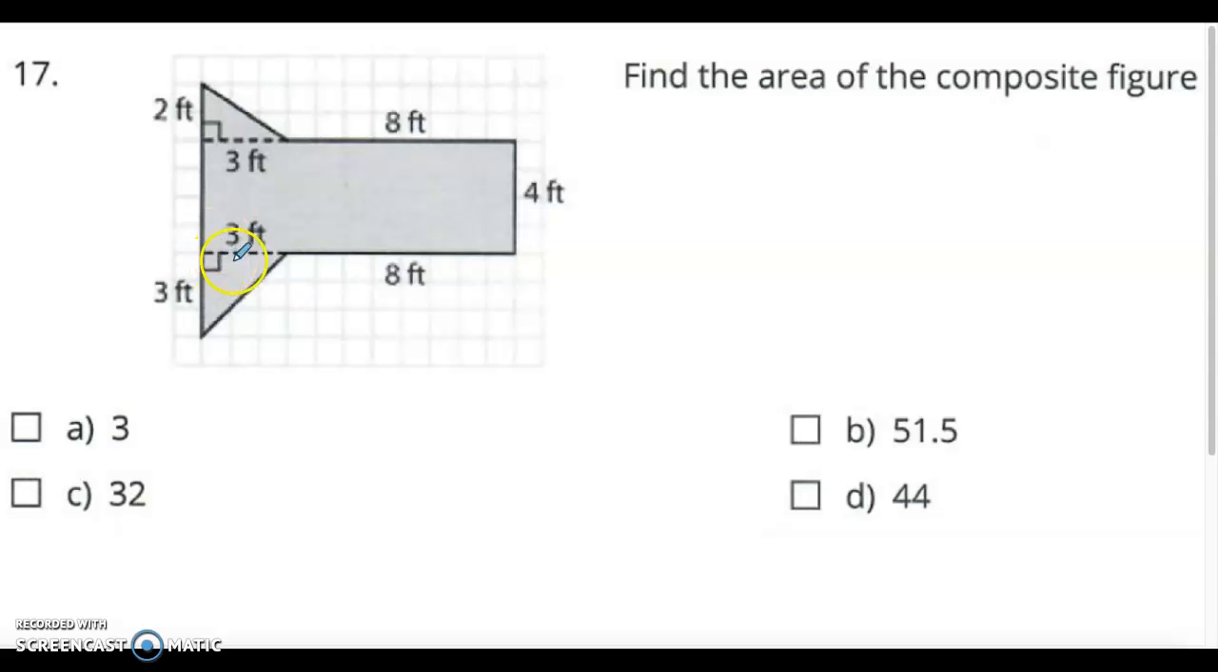Okay, so this is a rectangle right here. This big piece is a rectangle. Okay, but to find the area of this rectangle, you have to do 4 times this whole piece. So you have to add together the 8 plus the 3. 11 is the length of this rectangle. So it would be 11 times 4 for the area of this rectangle. And then for the triangles, they're exactly the same. So it's base times height.